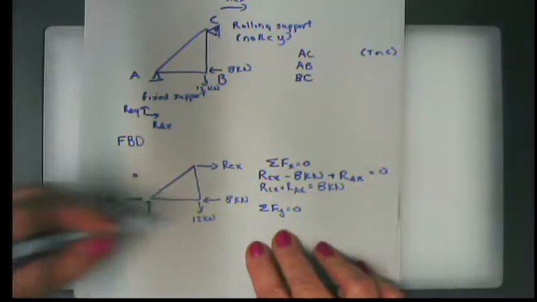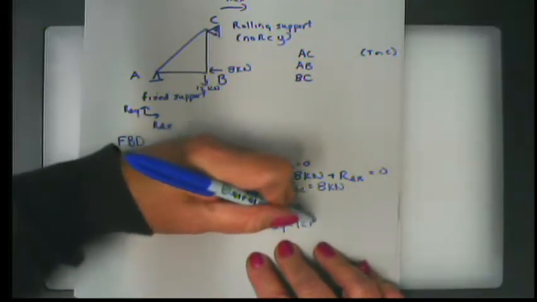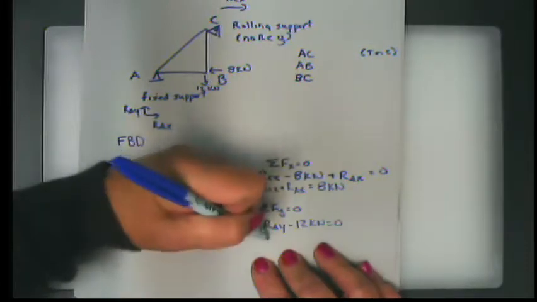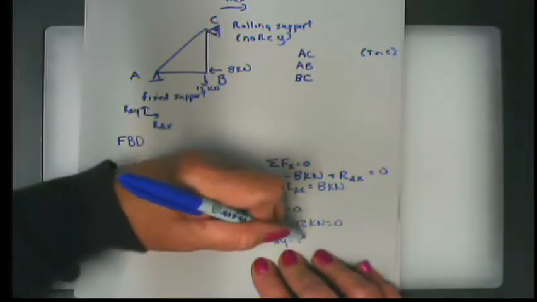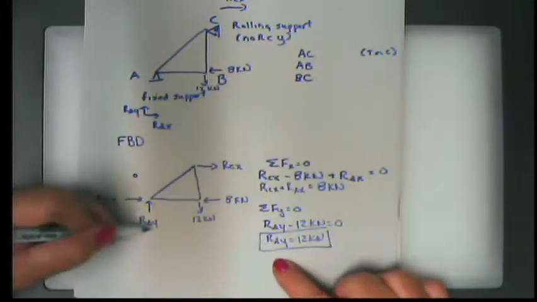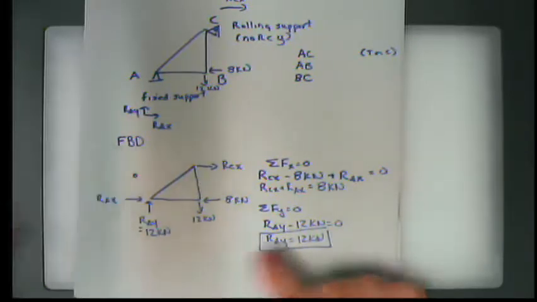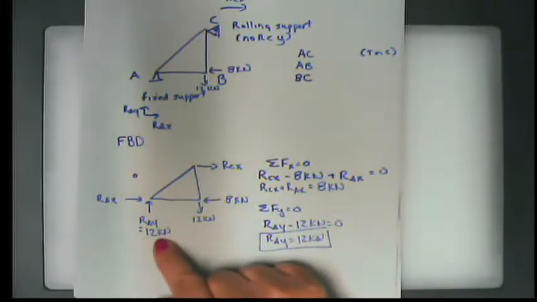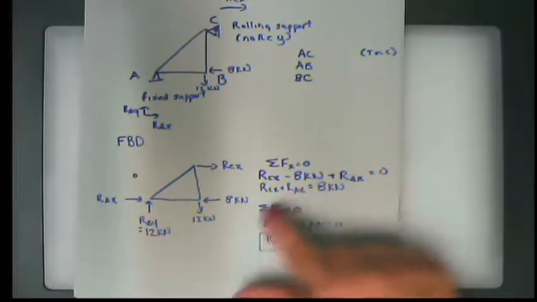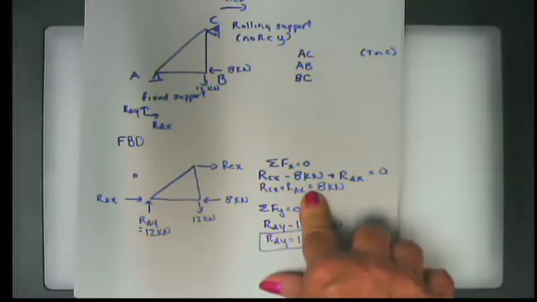Now in the y direction, I only have two forces, RAY minus 12 kilonewtons equals 0. RAY then equals 12 kilonewtons. And the fact that this is positive tells me that I have chosen my sign correctly. So RAY is 12 kilonewtons. Okay? So now I have essentially one equation and two unknowns. Can't solve it. Not possible. So what do I have to do?